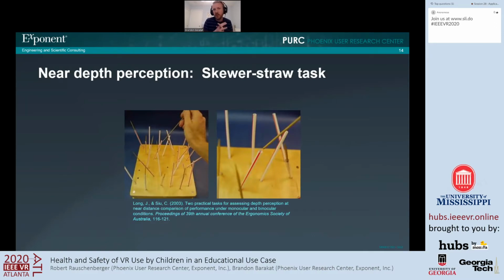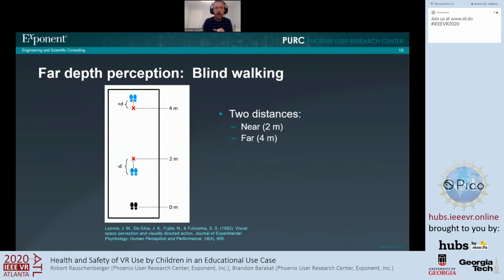For near distance depth perception, we had something known as the skewer straw task, which is a good measure of hand-eye coordination as well as stereo vision. In this task, it's a timed task where they have to insert wooden skewers into a set of straws as quickly as they can. It's a good diagnostic test.